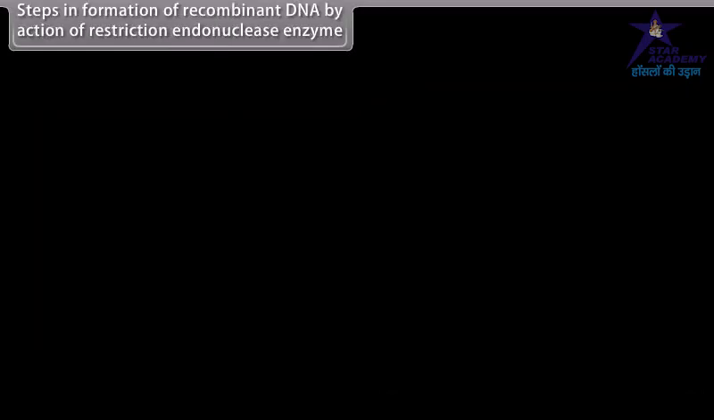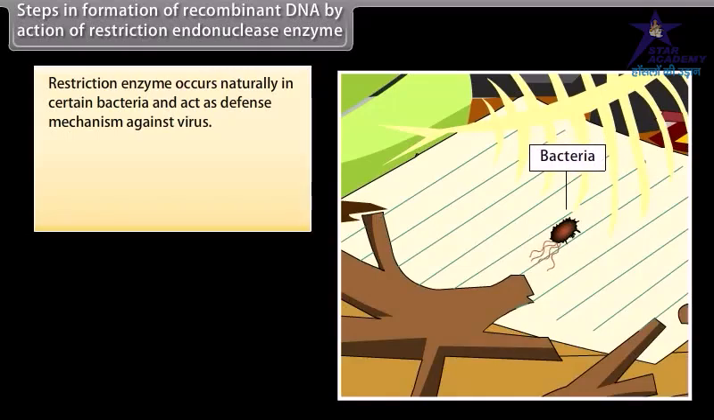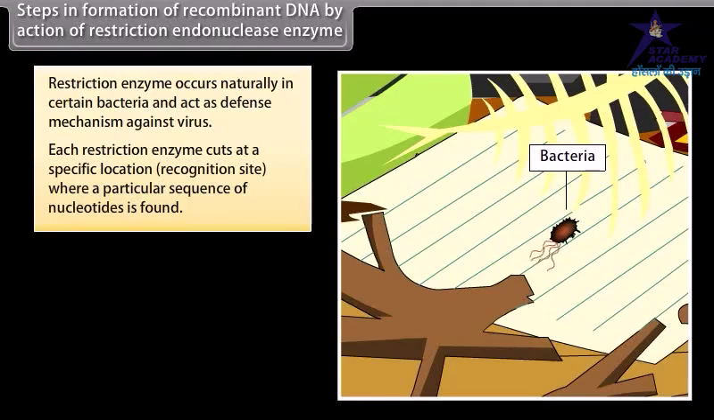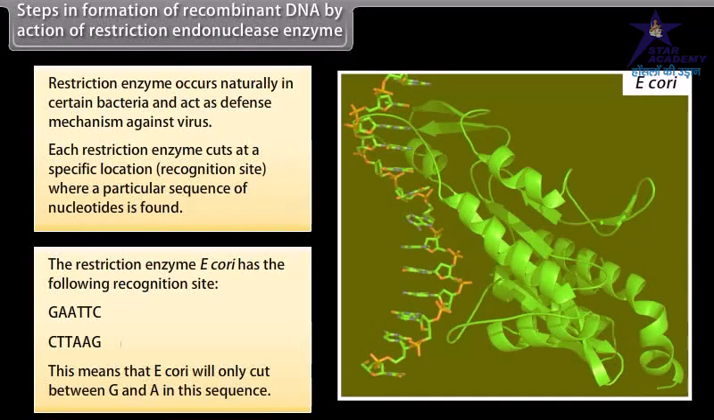Steps in formation of recombinant DNA by action of restriction endonuclease enzyme. Restriction enzyme occurs naturally in certain bacteria and act as defense mechanism against virus. Each restriction enzyme cuts at a specific location, recognition site, where a particular sequence of nucleotides is found. The restriction enzyme E. coli has the following recognition site: GAATTC, CTTAAG. This means that E. coli will only cut between G and A in this sequence.